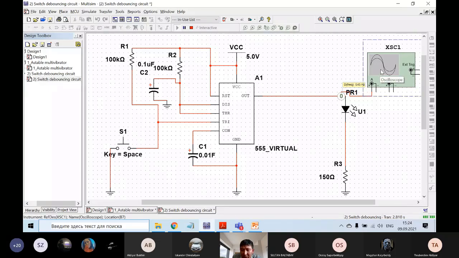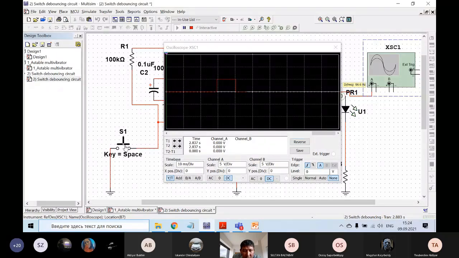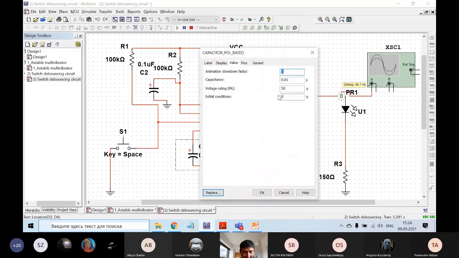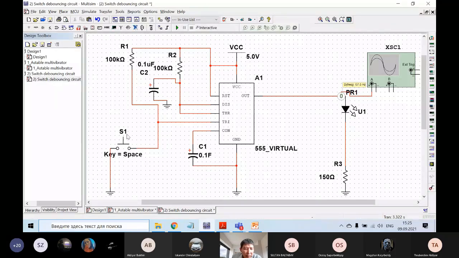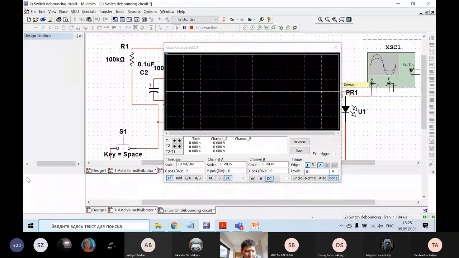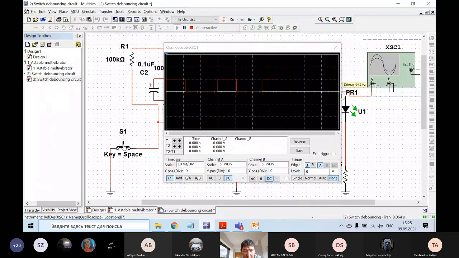Okay, so let's see on the oscilloscope. Can you see the signal? When I push, we have a signal, but here we have some delay. So let me change this capacitor. For example, it will be not 0.1, it will be just 0.1. And okay, I will open the oscilloscope and run it. So I think the delay is increased.